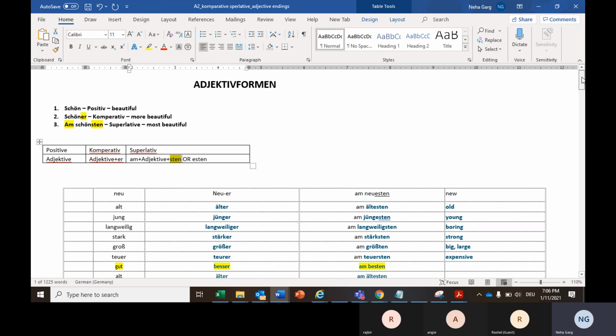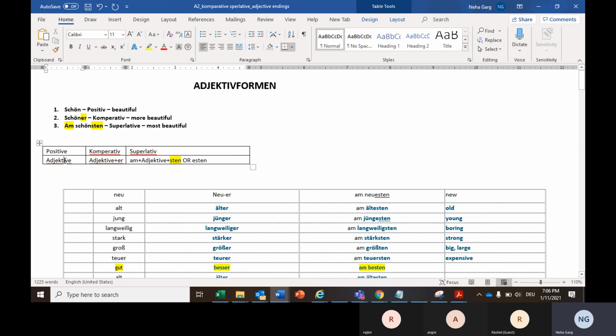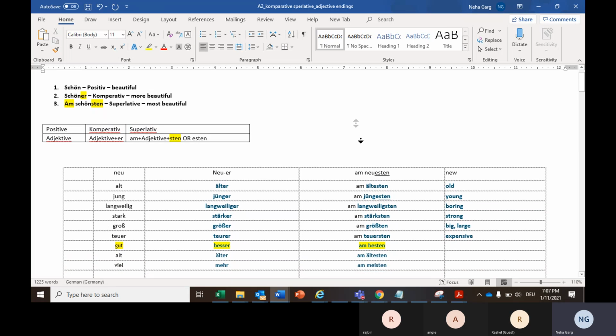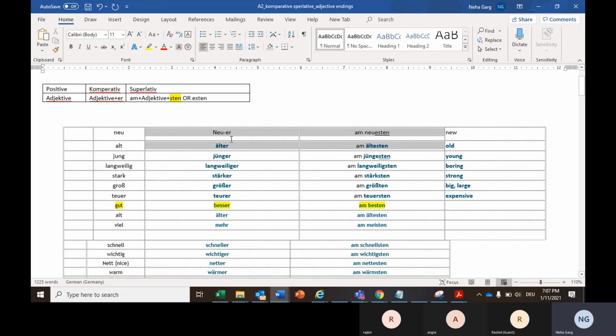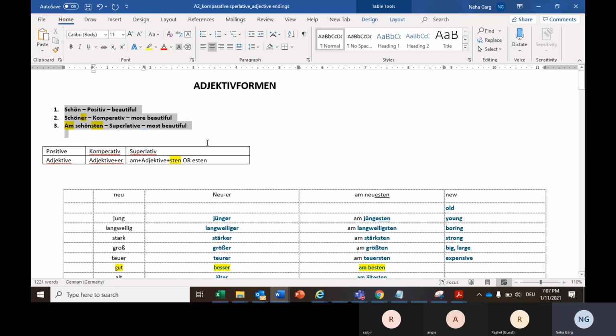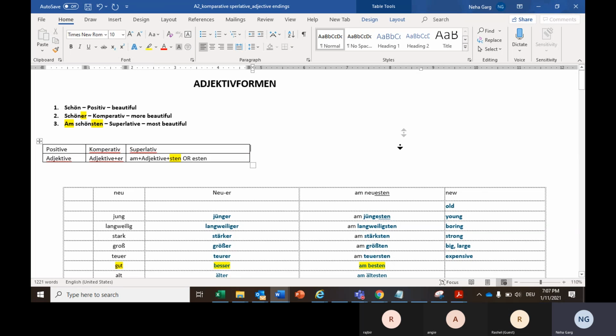So I'm just repeating. In the positive form, this is the basic form of the adjective. Then in the comparative form, when we are comparing two things, the better version of this, the adjective plus er. Then in the superlative form, we add am plus adjective plus sten, which means at, like the most beautiful thing or anything. So here I have a quick list. Is this thing clear? Yeah.